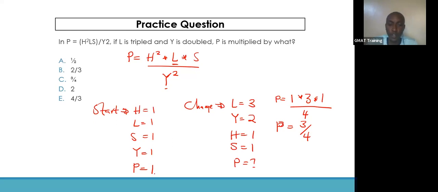That's the good thing about using ones and have P as 1. Just easy transition from 1 to 3 over 4. From 1 to any other value, you can easily find other values. For this case, we have C as the answer.